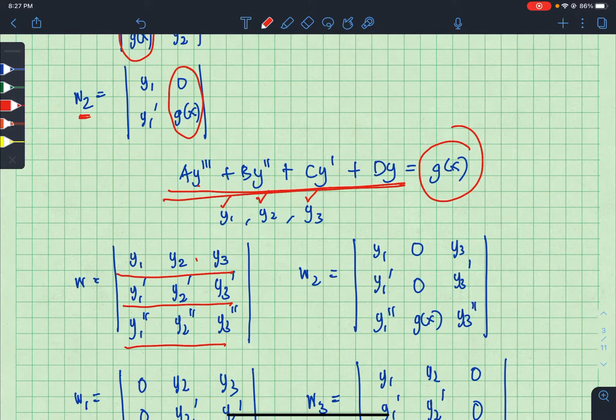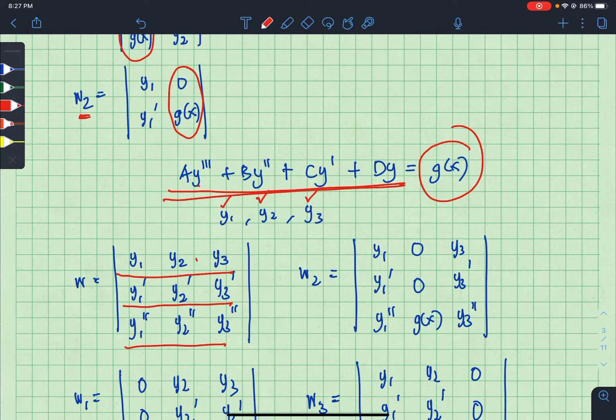Once we have this, in the same manner, to get u sub 1, that would be the integral of w sub 1 over w. Then u sub 2 would be the integral of w sub 2 over w. U sub 3 would be the integral of w sub 3 over w. And afterwards, we're just going to attach it with the solution, forming the y sub p.